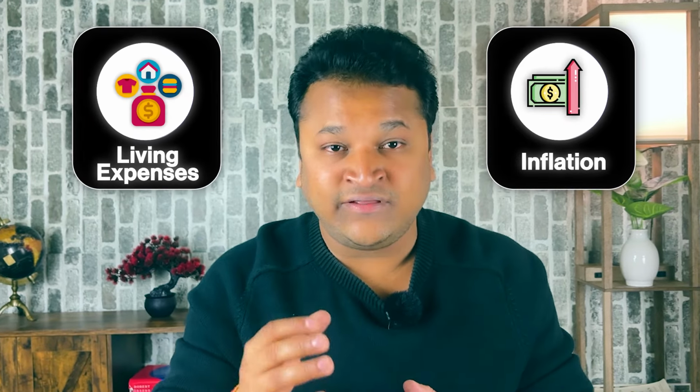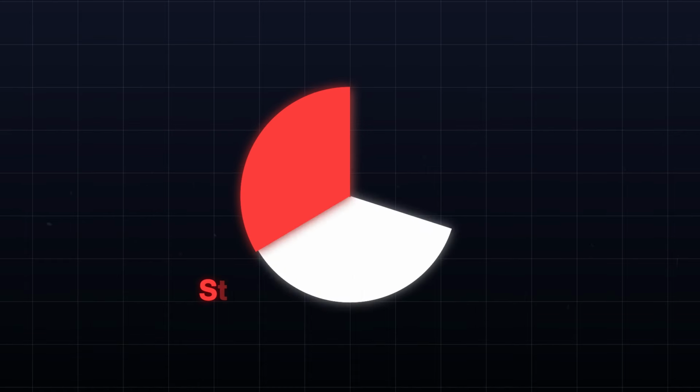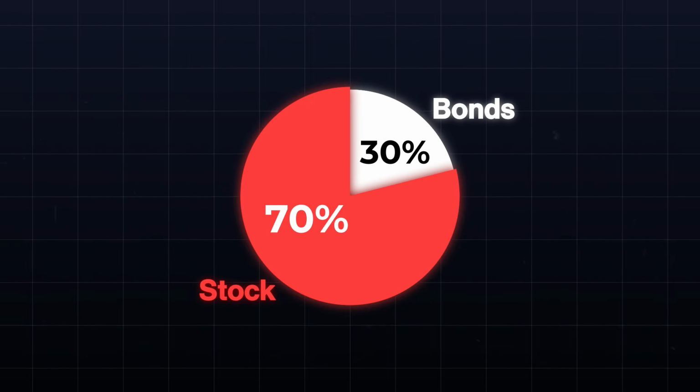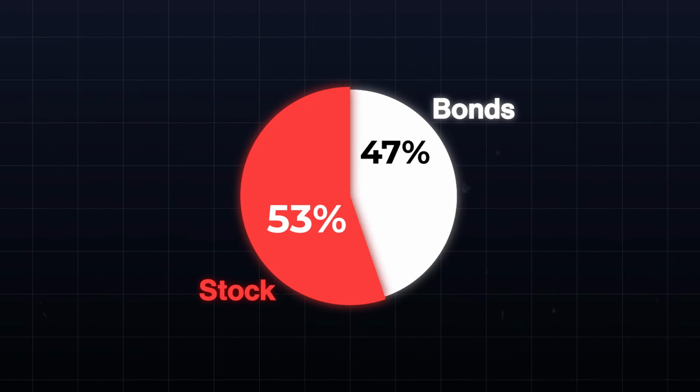So you need to construct a balanced portfolio of stocks and bonds that will provide you with a return that will exceed both inflation and living expenses. For our calculation, we will construct a portfolio consisting of 70% stocks and 30% bonds. If you are a risk-averse investor, you can choose to reduce your stock allocation down to 50%. However, that will reduce your overall portfolio returns because over the long term, stock returns exceed bond returns by a huge margin.